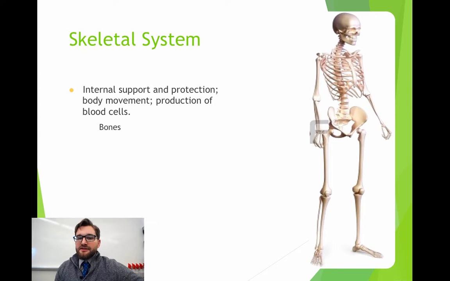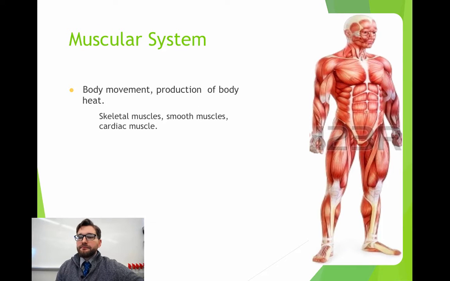The skeletal system. It is responsible for support and protection. It also aids in body movement, and it also produces blood cells. Your bones also act as a location for ligament attachment for locomotion. The muscular system. The muscular system aids in movement. It also allows us to produce heat to maintain some form of homeostasis. It includes skeletal muscles, smooth muscles, and cardiac muscles.